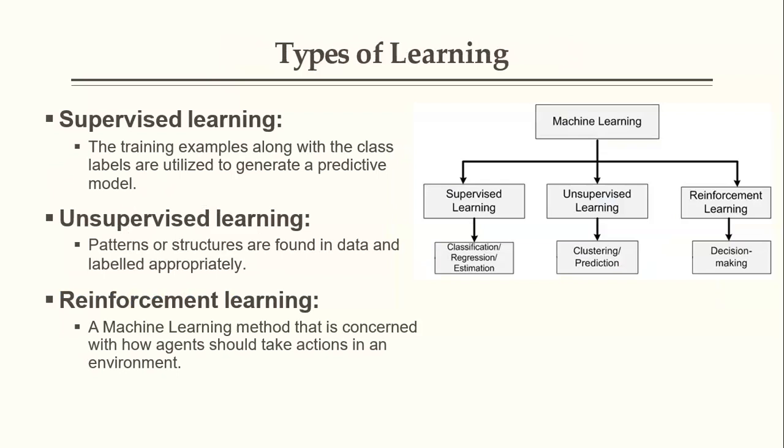Then supervised learning. In machine learning, there are three things: supervised, unsupervised, and reinforcement. In supervised learning, we have classification, regression, and estimation. Similarly, in unsupervised learning, we have clustering and prediction. Similarly, in reinforcement learning, we have decision making. For supervised learning, first we will see an example. It will be easy to understand. Then we will come to the theory part.